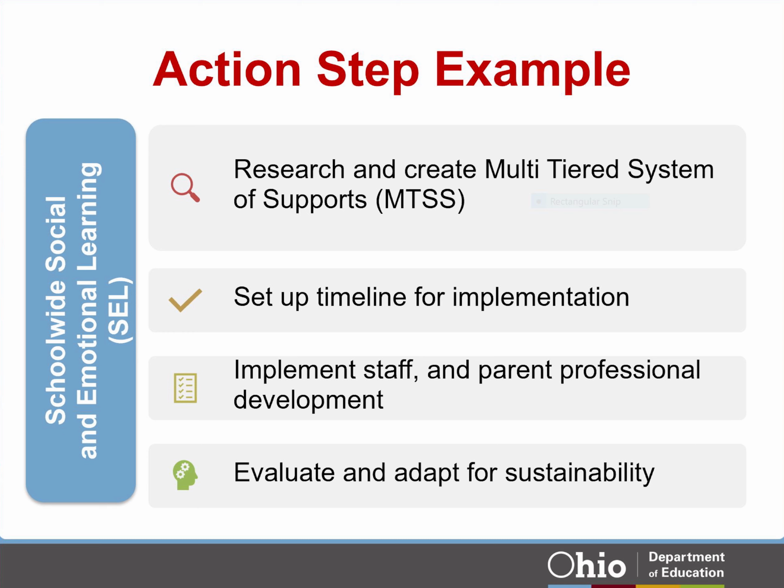Action steps describe how the strategy will be implemented and supported. A district may write action steps in chronological order, such as Year 1, Year 2, Year 3, or they could also write action steps that are grade span specific, or, as in this example, step-by-step chronological order. Step 1 is to research and create a multi-tiered system of supports. Step 2 requires setting up a timeline for implementation. Step 3 is professional development. And in Action Step 4, you evaluate and adapt for sustainability.